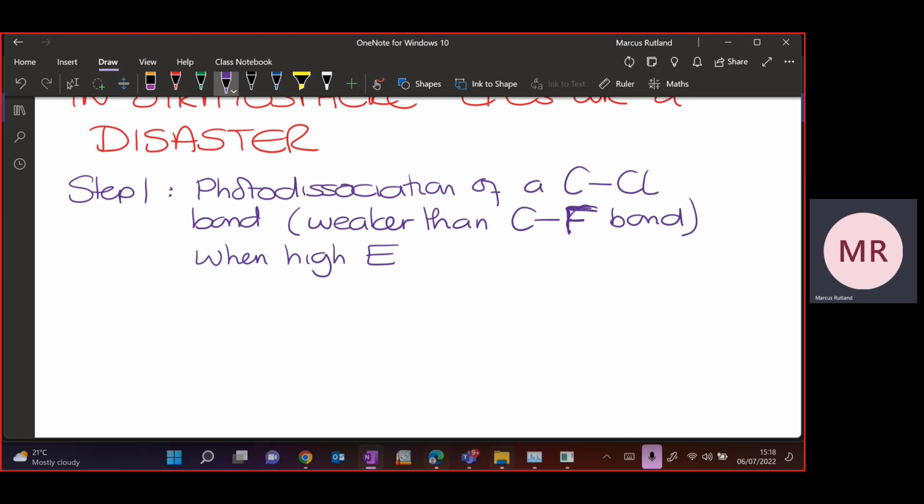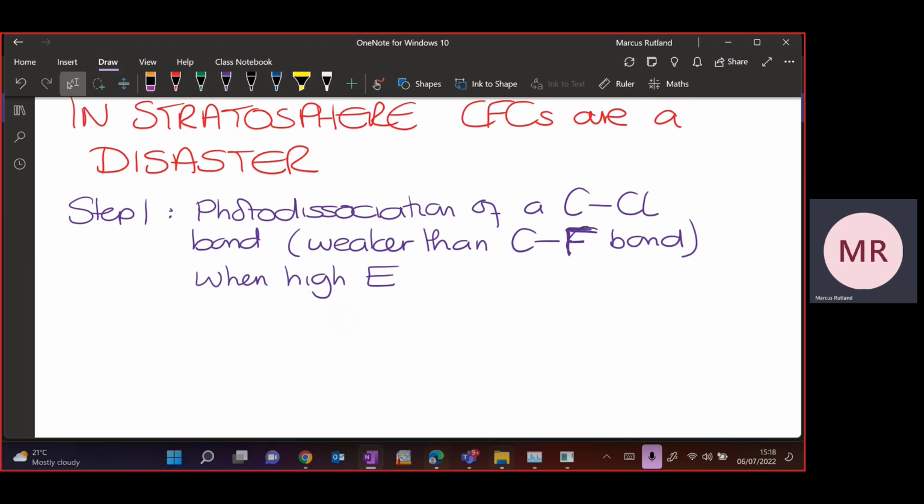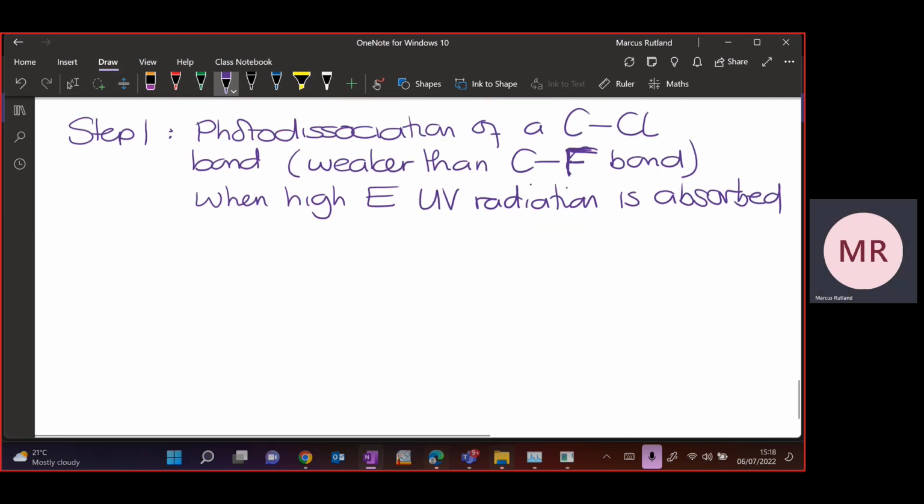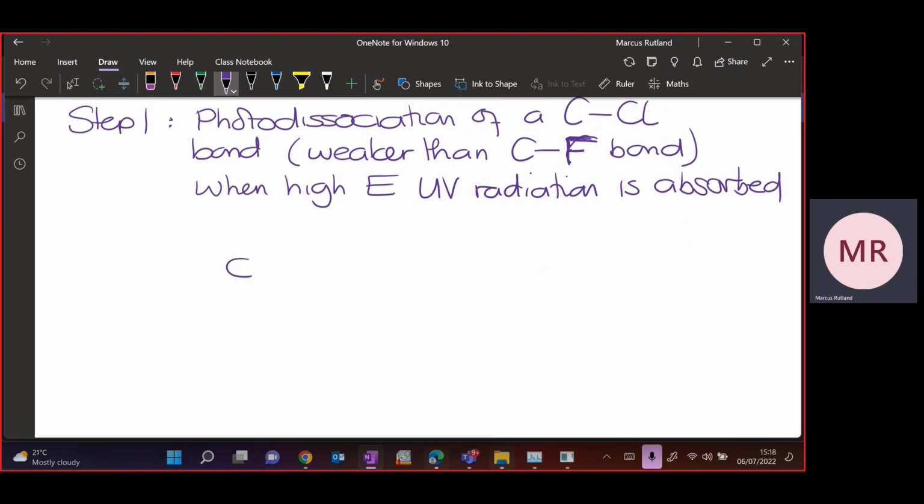So this is a bit like what we were saying about why ozone doesn't form in the troposphere. This doesn't happen in the troposphere because there isn't high energy UV radiation. But once they reach the stratosphere, that high energy UV radiation from the sun is present and so can be absorbed. Right. So if you take the molecule, let's have CF2Cl2.